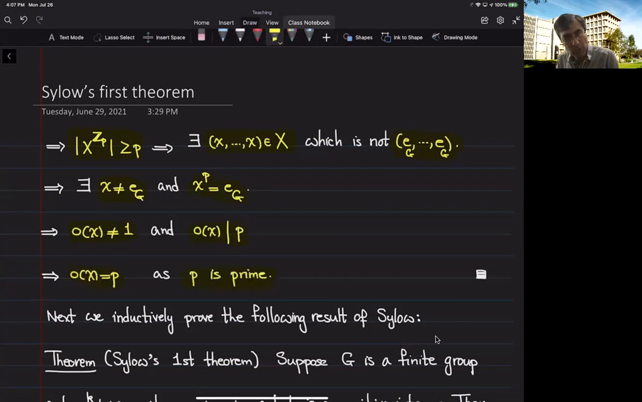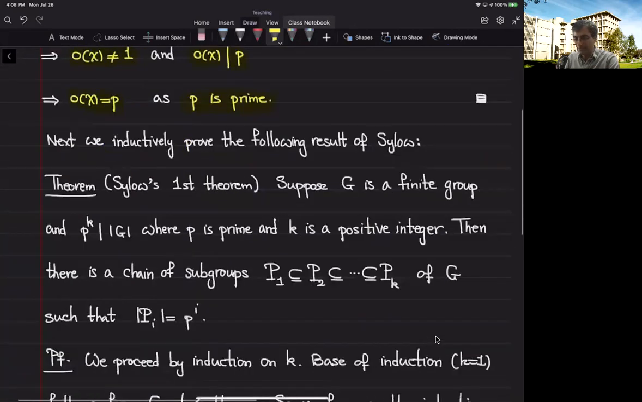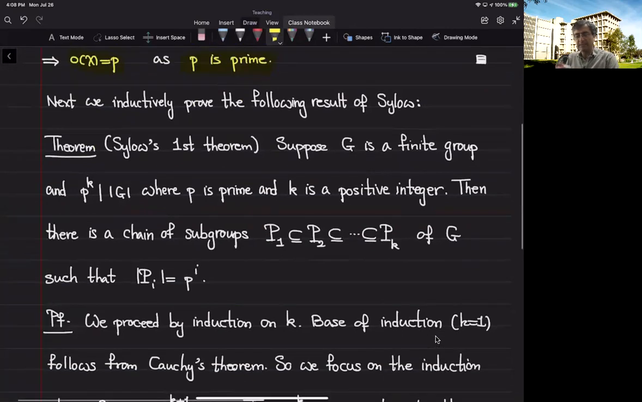So we see how we used the action of this simple finite p-group, a cyclic group of order p, to deduce Cauchy's result that every finite group whose order has a prime factor p has an element of order p. Let's see another example of this type, and we finish our lectures with this result due to Sylow. It's called Sylow's first theorem. It's an extension of Cauchy's theorem.